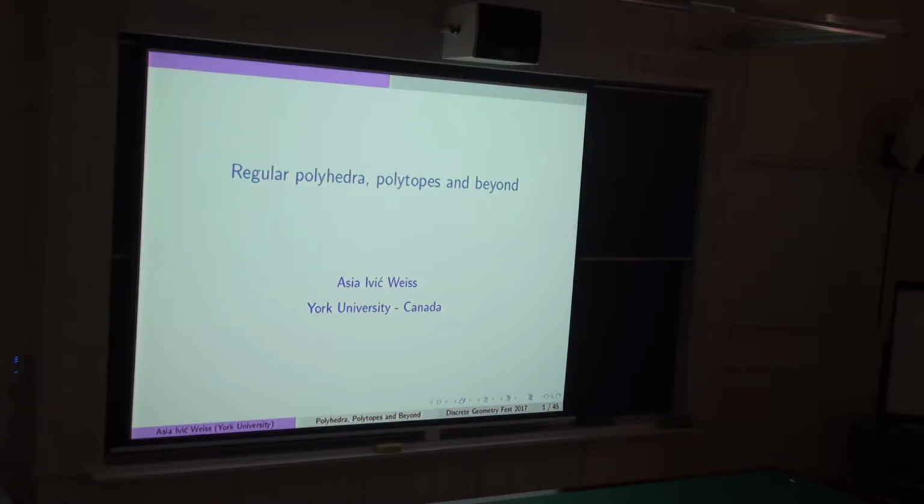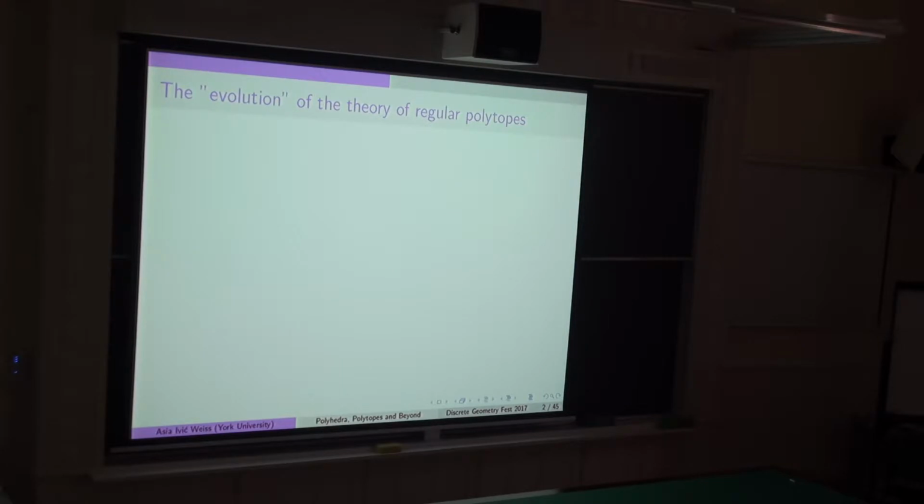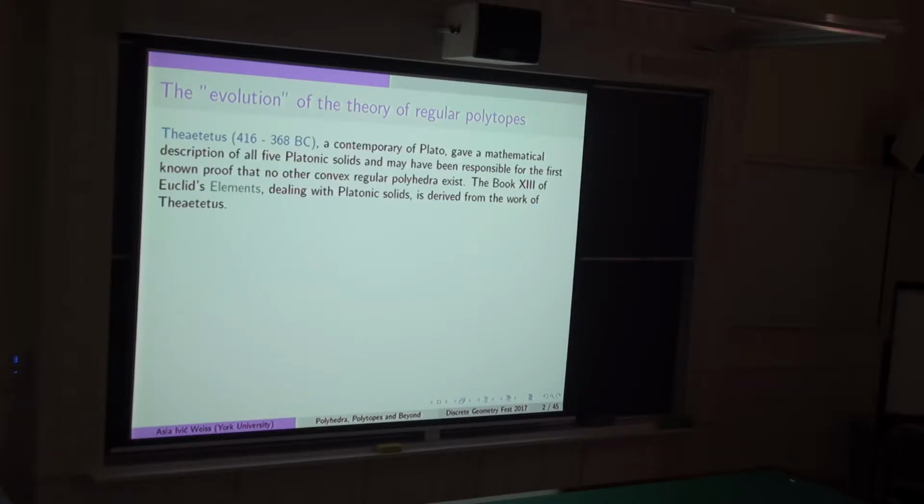What I will be talking about is really something about regular polyhedra, but then also a lot about the ways to generalize these objects to combinatorial structures which are highly regular. Whenever we talk about regular polyhedra, the first thing that comes to mind are the Platonic solids. So I'll speak a little bit about the history and how these polytopes appeared through the ages.